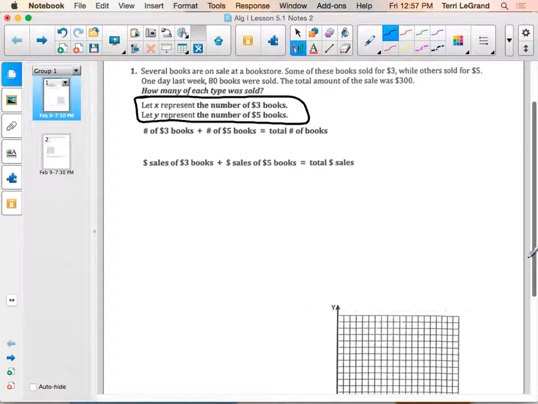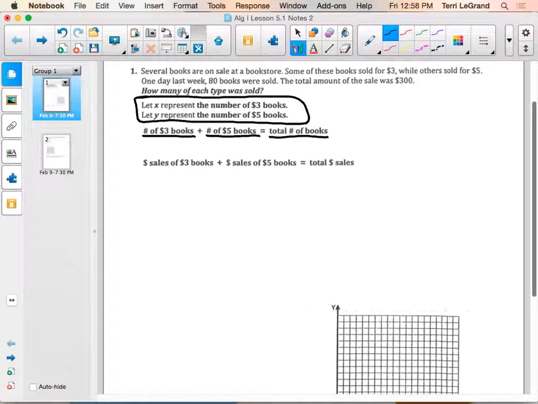Now, we could just do a bunch of guessing and checking and putting together different combinations until we got it to work. But what we're going to do is set up a system of equations. I've also started this out here saying if you would use the number of $3 books and add to that the number of $5 books, you should be able to get the total number of books. Do we know any of that information? Do we right now know how many $3 books were sold? No. How about $5 books? No. How about total number of books? Yes.